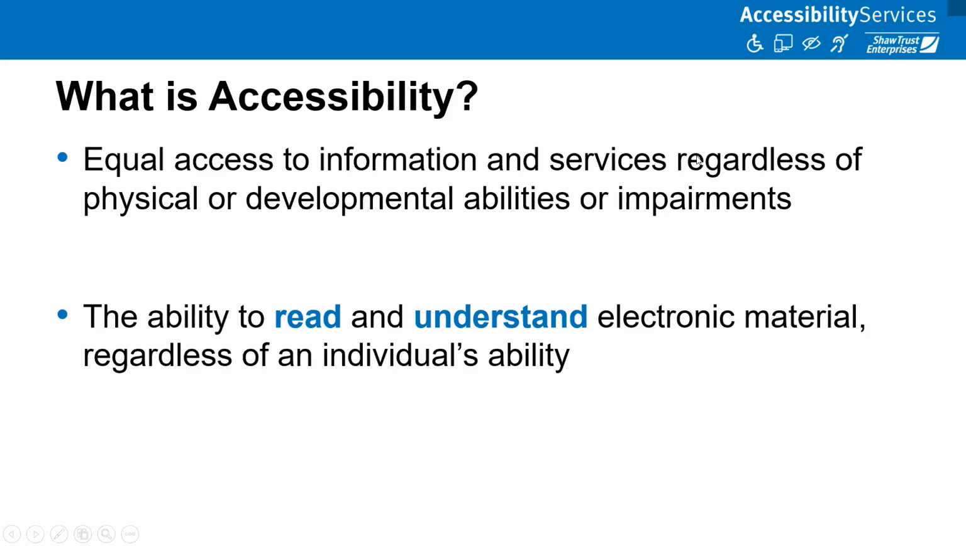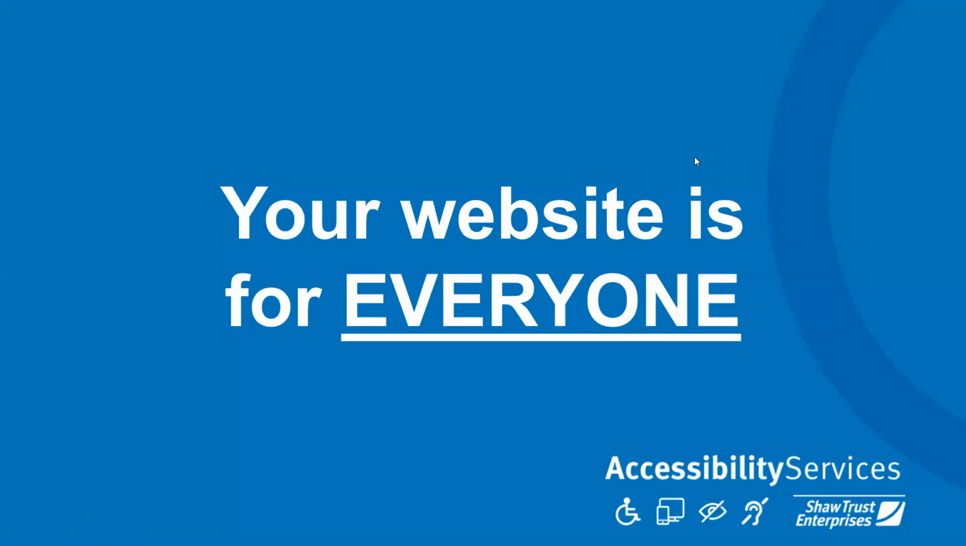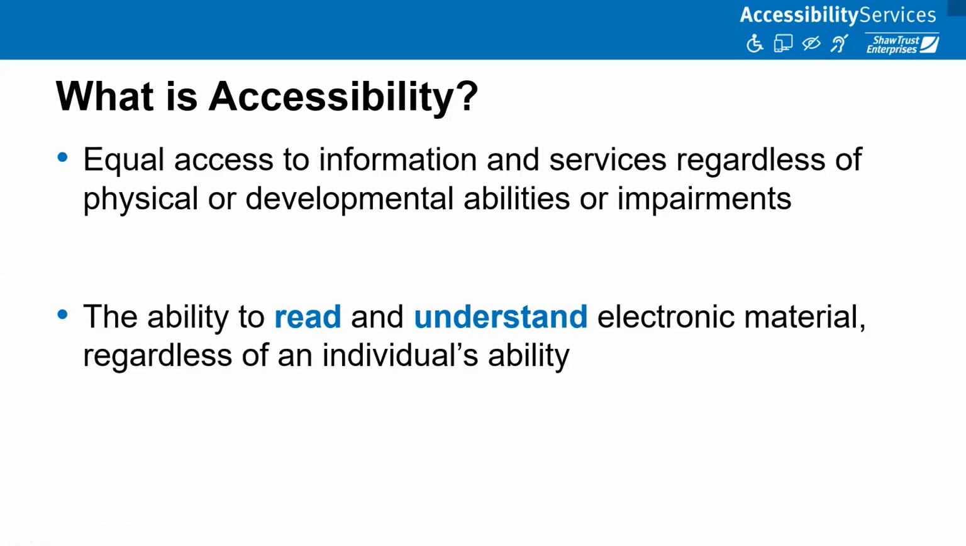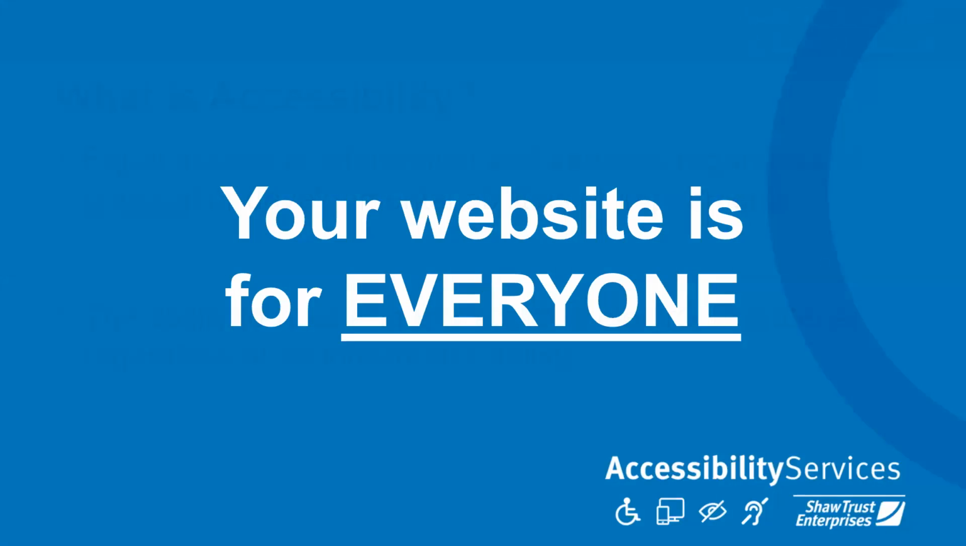And then our second definition, I guess, is the ability to read and understand material. And it's that key second phrase there, which is understanding our content. So it's not good enough to make your content easy to navigate, easy to find. We actually need to reduce the complexity of our information at the end of that journey as well. So we need to find, we need to read, we need to understand material, and again, regardless of that individual's ability.